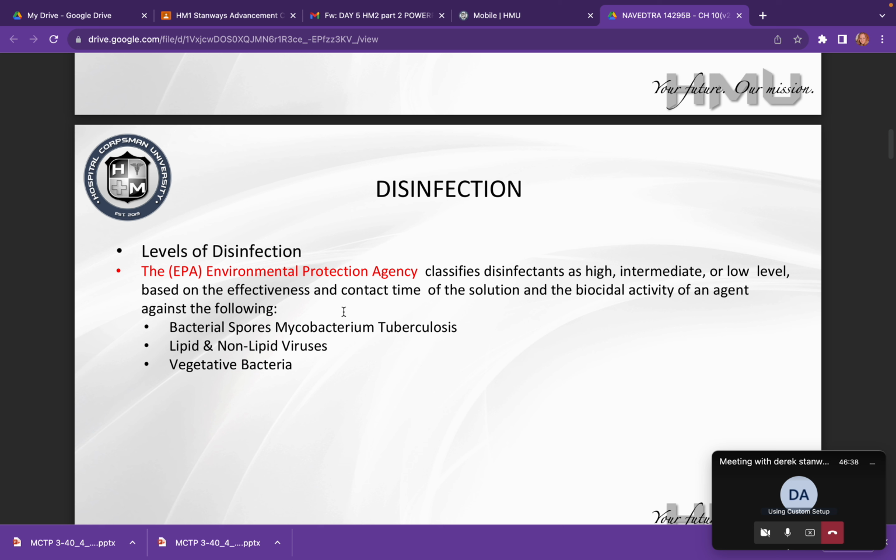The levels of disinfection are classified as high, intermediate, or low level, and this classification is given by the EPA, which is the Environmental Protection Agency. That is a very important agency. If it's talking about what classifies these things, that is one name that you should remember.